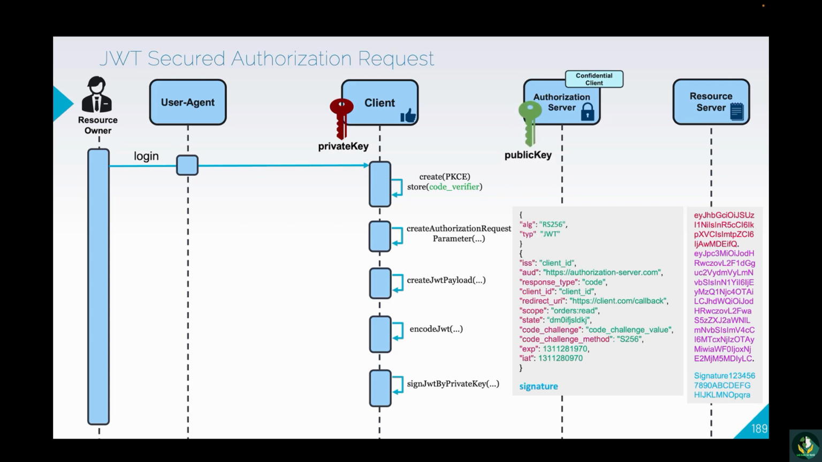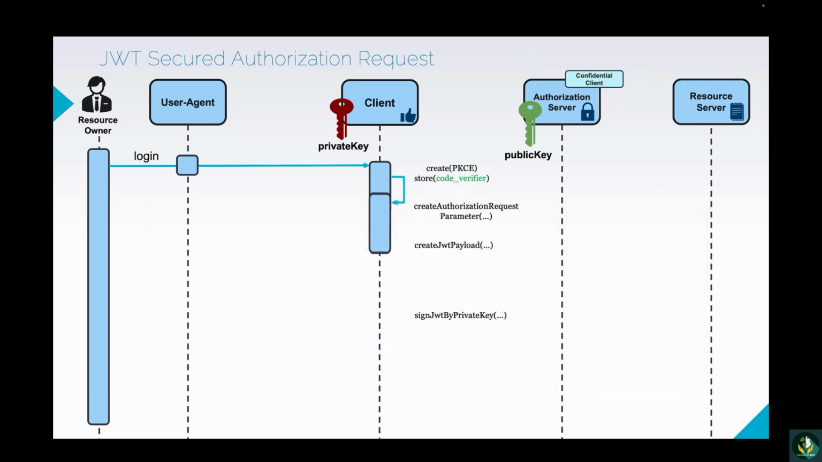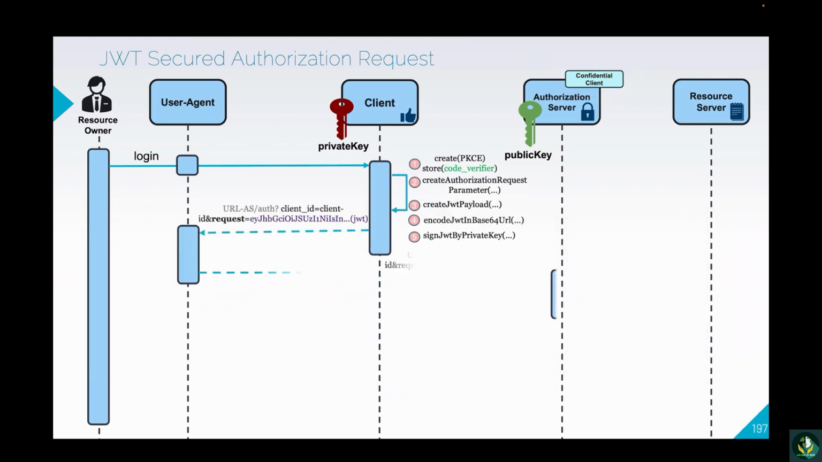To validate the signature, the authorization server must also have access to the client's public key or know how to retrieve it. We have already covered the basics of asymmetric signing in the token validation lesson. And exactly because of the private key that should be securely stored by the client, we need to register the client as a confidential client. Once the JWT is signed, the client then sends the resource owner to the authorization server along with the signed JWT and client ID as query parameters.